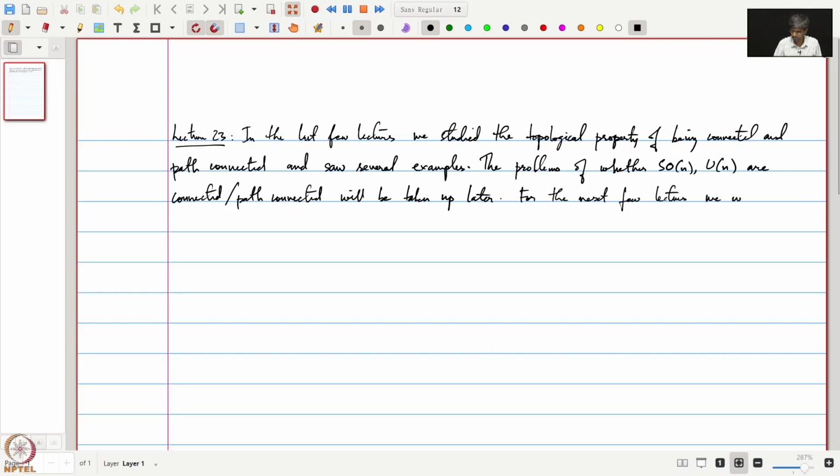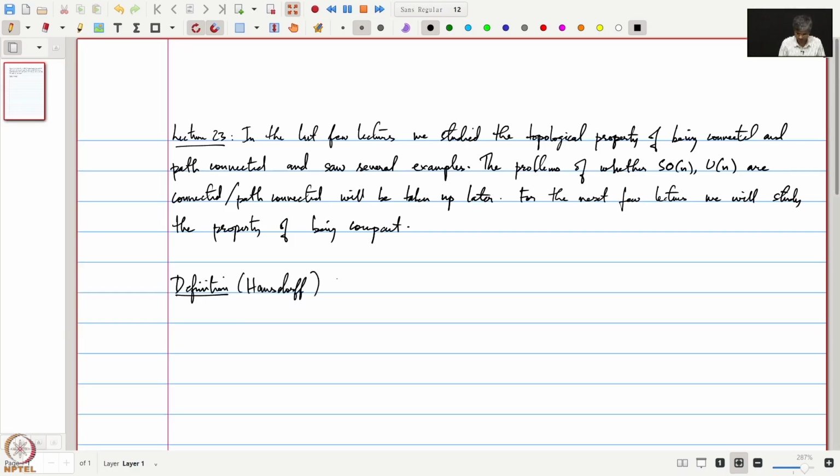we will study the property of being compact. Okay, so let's begin with the definition of a Hausdorff topological space. So let X be a topological space.